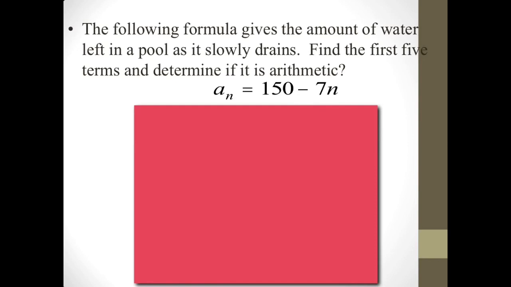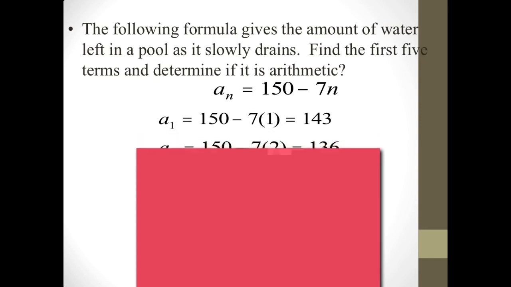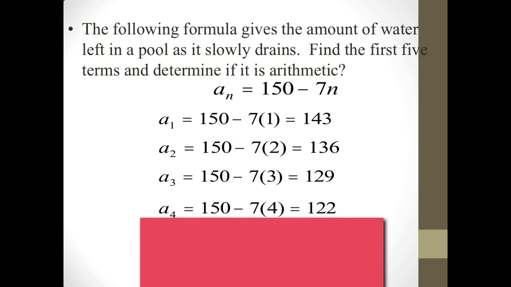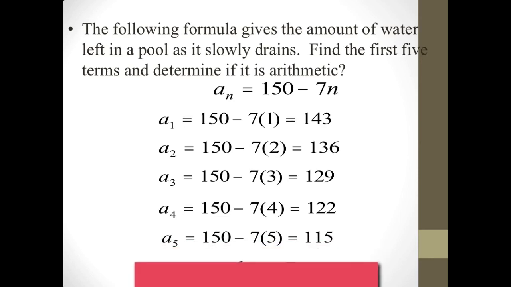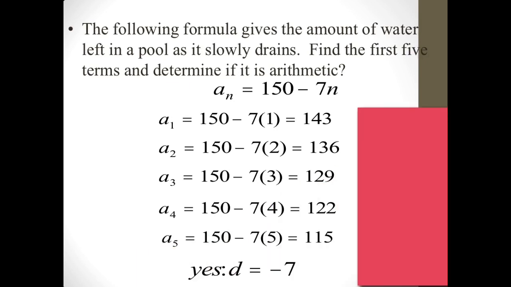Okay, let's see how you did. To find the first term, we're going to be plugging in a 1 for n, which means we get 150 minus 7, resulting in 143. To find the second term, repeat the process by plugging in 2 for n, and we get 136. To find the third term, plug in 3 for n, and we get 129. And at this point, hopefully we identified that we are going down by 7 every time, which means to find our fourth term, subtract 7, and you get 122. And finally, to find our last term, subtract 7 one more time to get 115. Since we have been subtracting 7 every time, we can say that yes, this is arithmetic, and the common difference is negative 7.